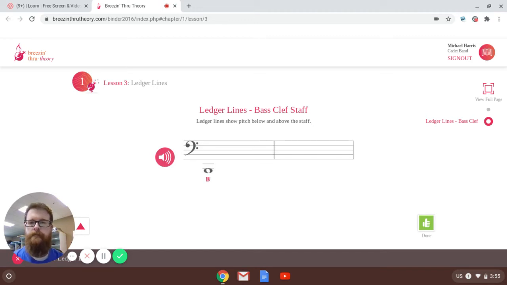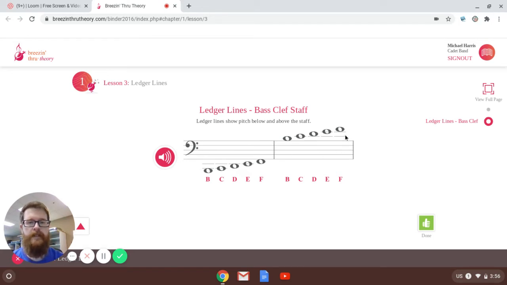Below, above. If we remember the names of our bass clef spaces and lines, we can see this pattern very easily. The names of the spaces are A, C, E, and G. The sentence I like to use to remember that is all cars eat gas. The lines are a little bit different. The lowest line is G, the next line is B, the next line is D, the third line is F, and the top line is A.